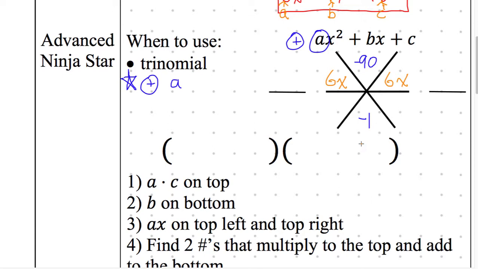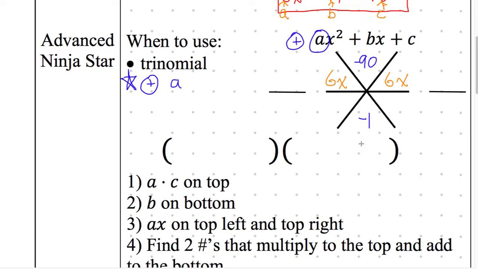Well, 1 and 90 multiply to 90, but that doesn't help us. 2 and 45 also multiply to 90, that doesn't help us. One person has an answer. 2 people have an answer. I'm going to pause here longer than I normally would because this is where the real math comes in. How do I get 2 things to multiply to 90 but also add to 1?